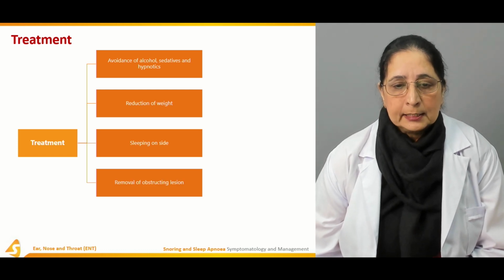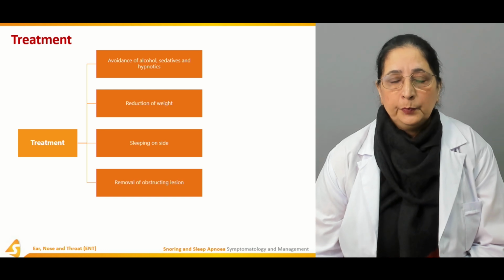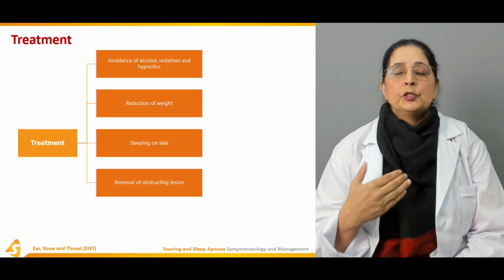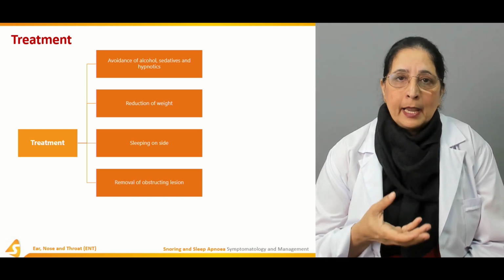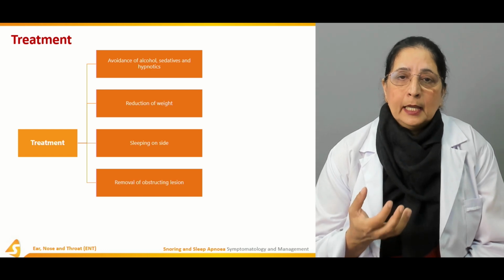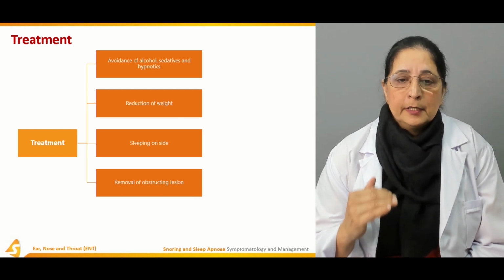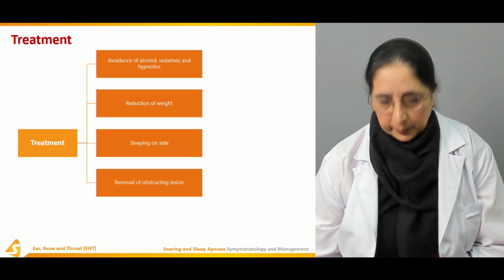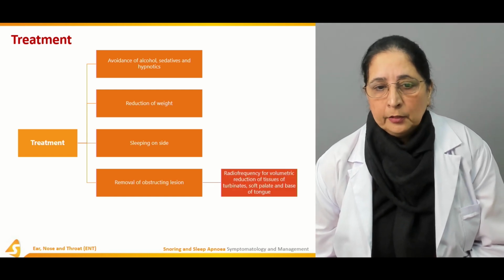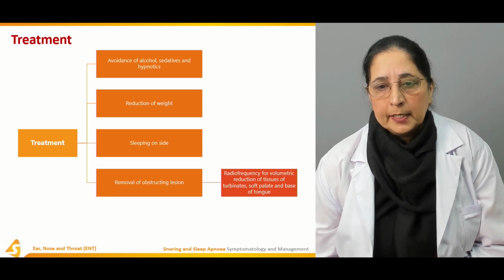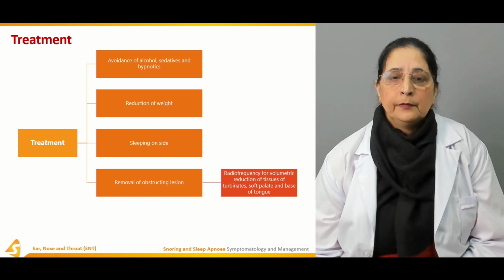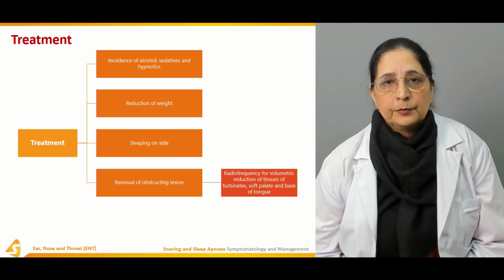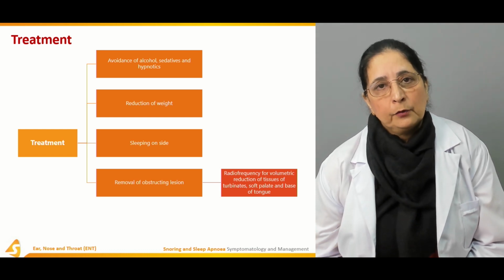Removal of obstructing lesions, if present, should be done. Any enlarged tonsils, enlarged adenoids, or macroglossia can be treated to reduce the incidence of snoring. Radiofrequency can be used for volumetric reduction of tissues of the turbinate, soft palate, and base of the tongue. All these can cause snoring, so if they are treated and the obstruction is removed, this can improve the condition.